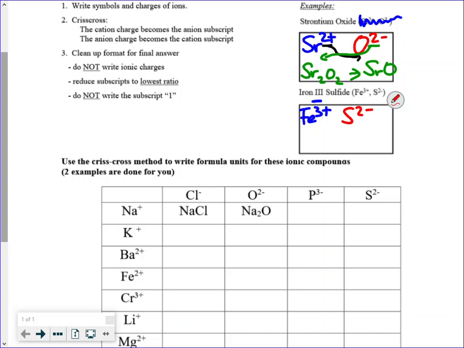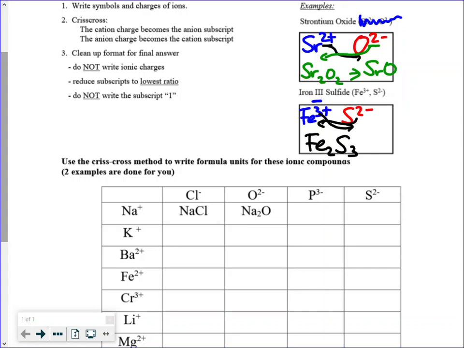For this case, the 2 now is going to crisscross and become the subscript on the iron. The 3 is going to crisscross and become the subscript on the sulfur. So when we write out the final formula, this becomes over here, this goes over here, we get Fe2S3. Is that the most reduced ratio? Yes, so we would leave it just like that.